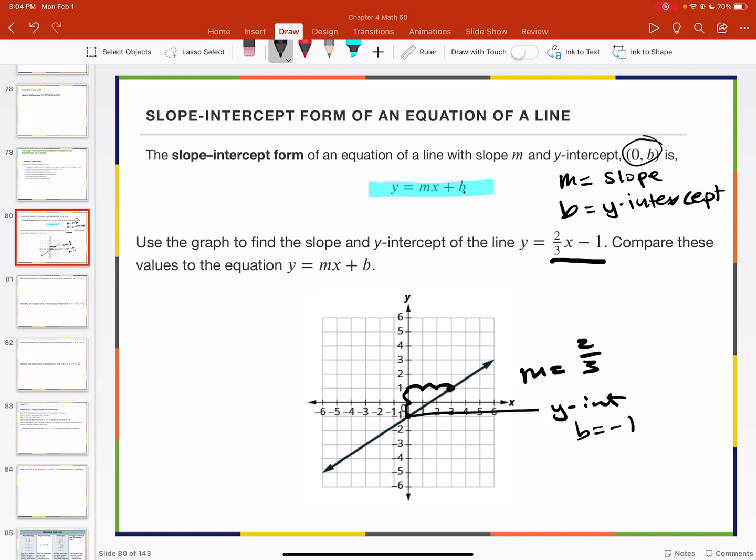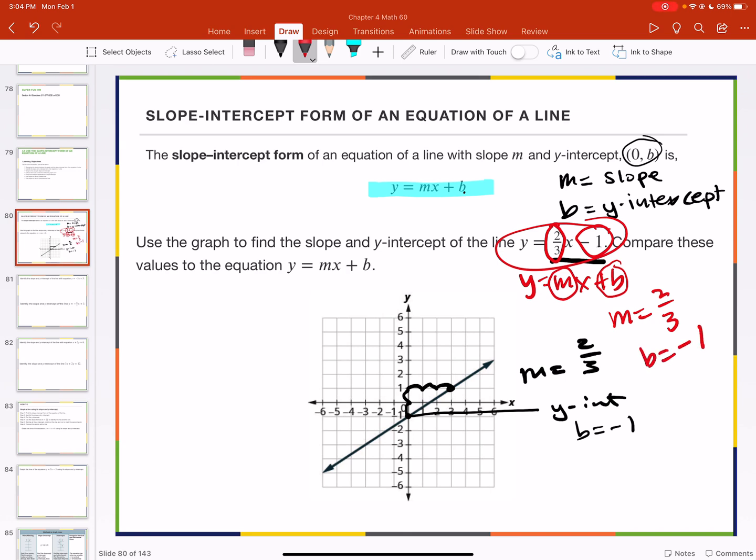But we could have also done that by just looking at the equation, right? Because the form is y equals mx plus b. That means that whatever the coefficient of x is, that's the slope. So m is 2/3. And whatever the constant term is by itself, that's b. So b here would be -1, okay?